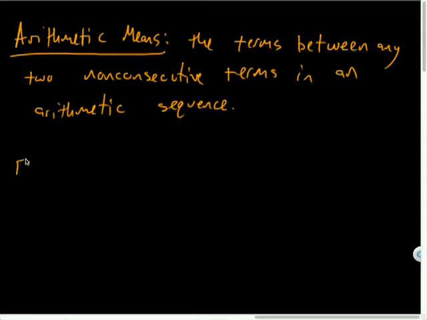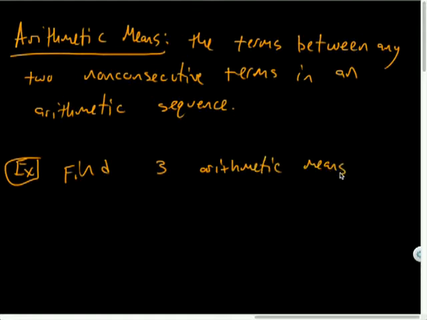So let's do an example of this. So find, let's say, 3 arithmetic means. Man, I'm not good at writing today. Neither am I. Arithmetic means, neither am I. Between. Man. Yeah, it's okay. If you don't get it.